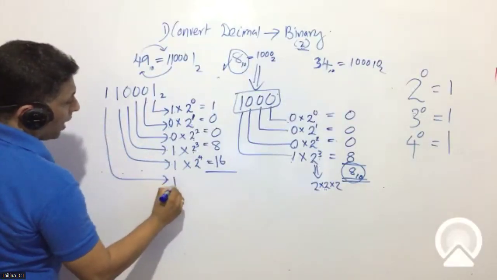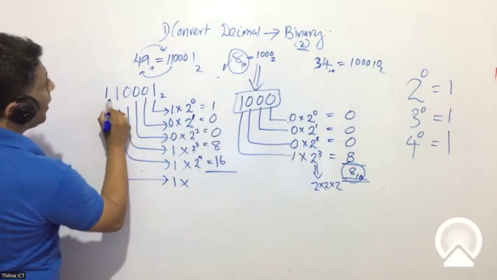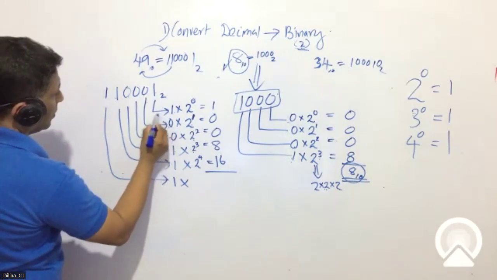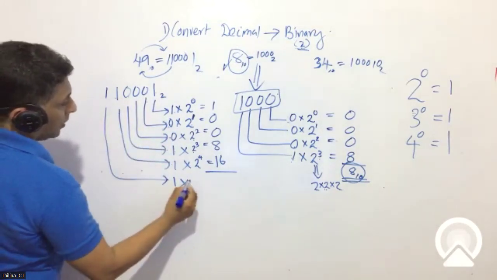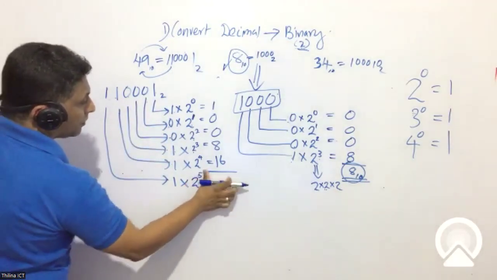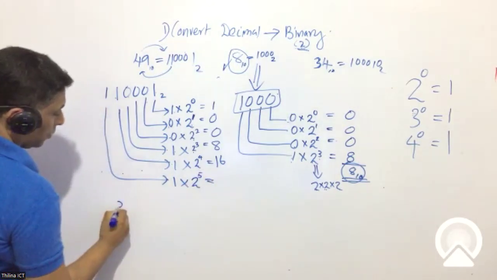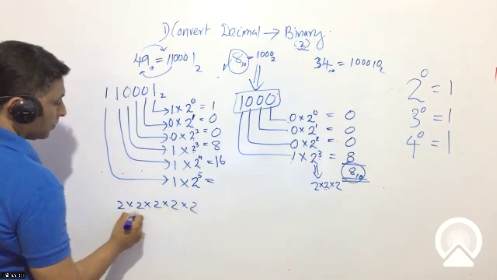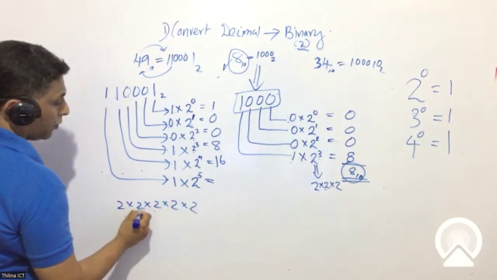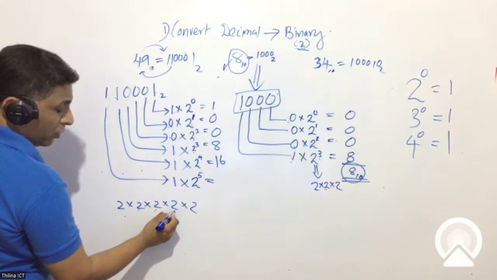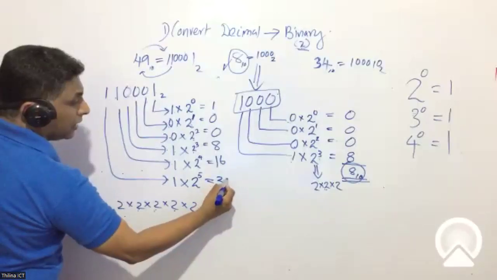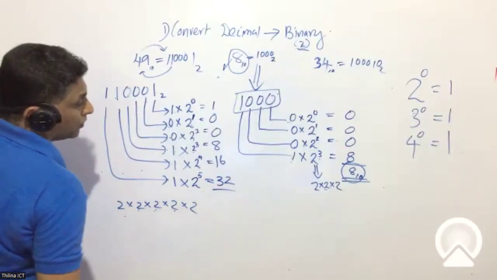Now here 1 into 1, 1, 0, 0, 0, 1. That's right. 2 to the power 5, 2 into 2 into 2 into 2 into 2. 2 into 2, 4, 4 into 2, 8, 8 into 2, 16, 16 into 2, 32.